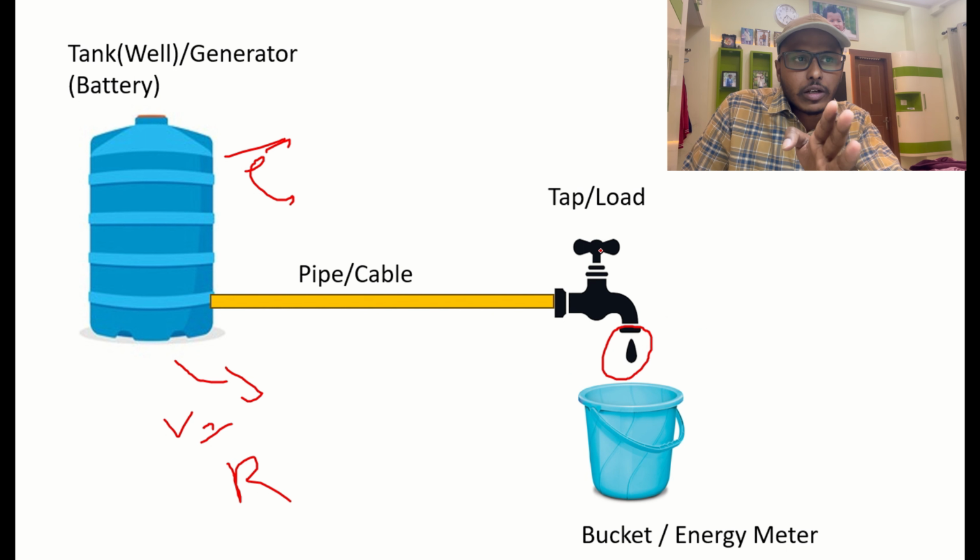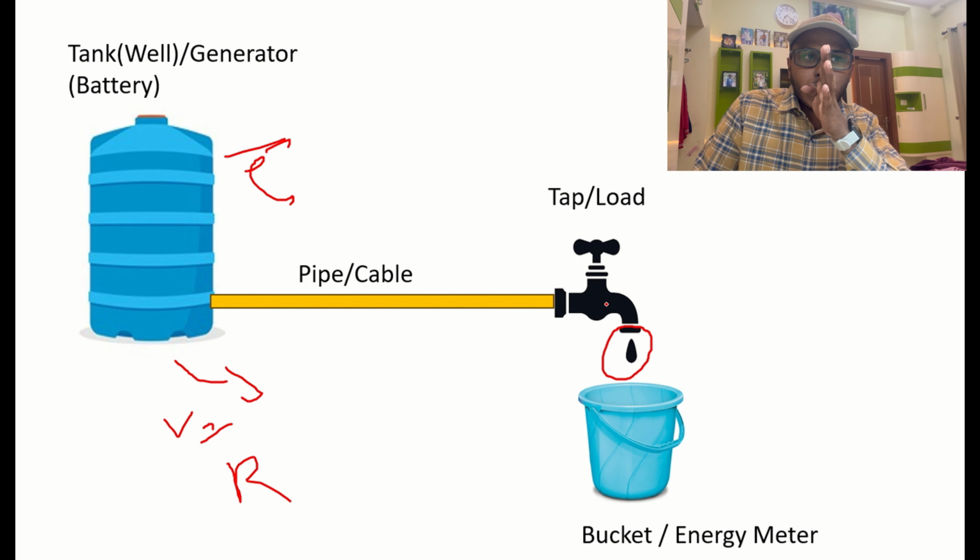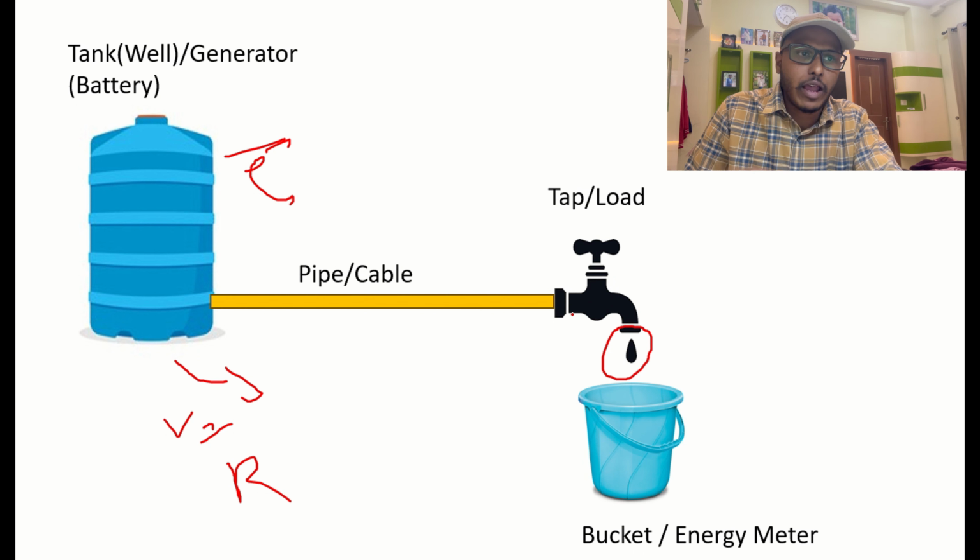Like if you open the tap a little bit, the water will start flowing. That means electrons are flowing from here to here, but the current will be small, because the tap is opened only a little, which means the load is very low. If you increase the load, if you open the tap completely, the flow of water will also increase. That means the current also increases. That means if the load is more, the current will also be more.